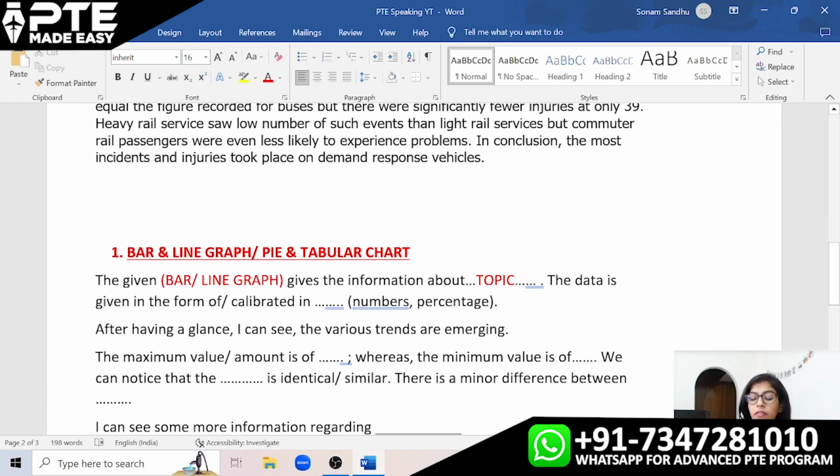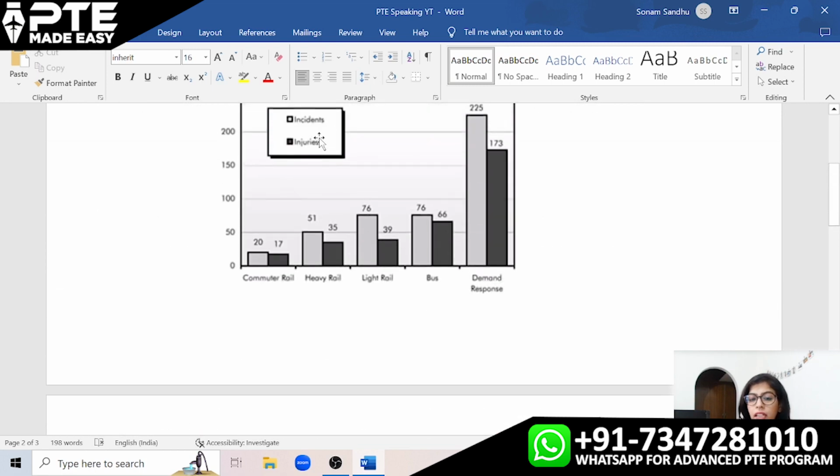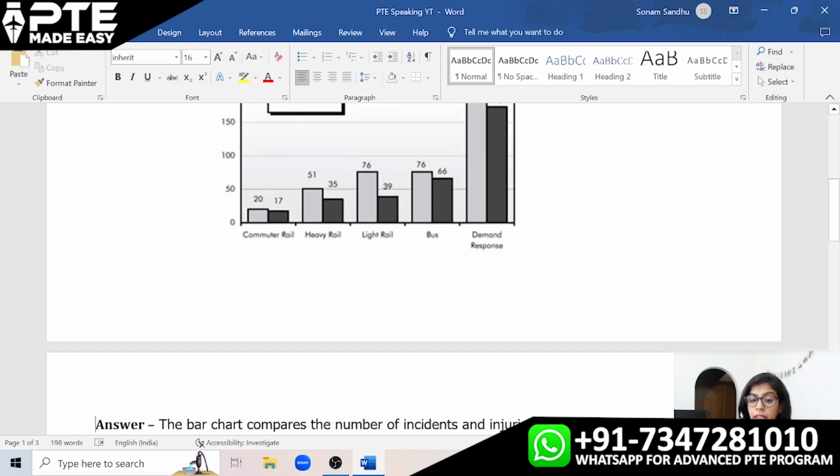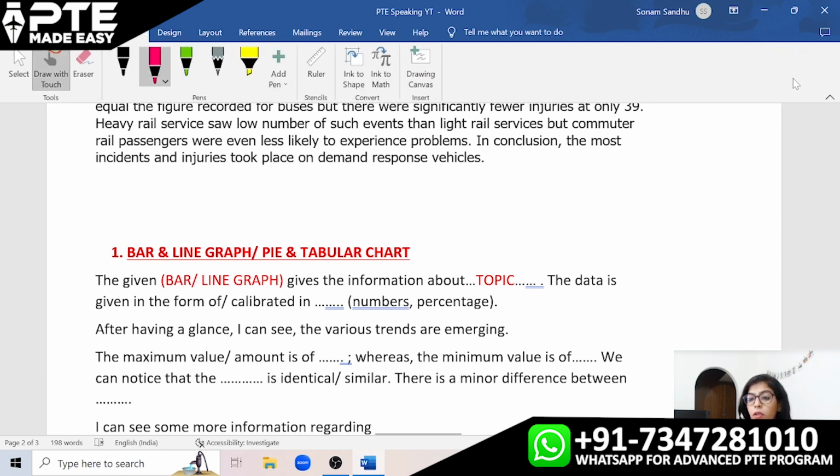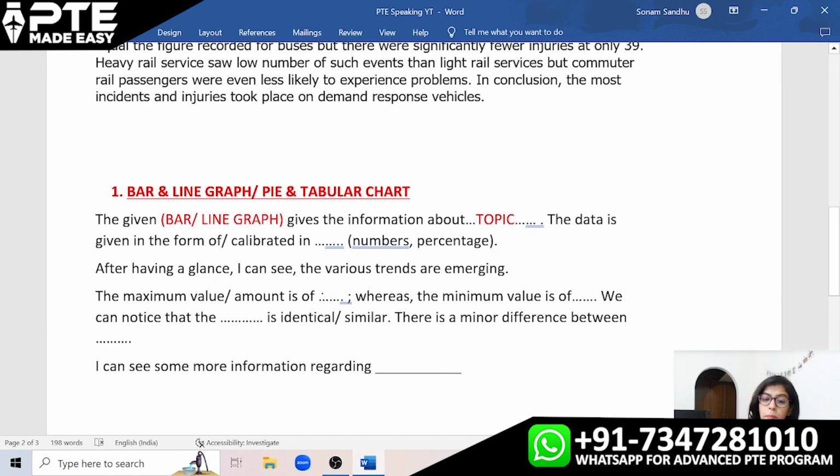I can see the various trends are emerging that we can clearly see. It was at the peak. There was a difference here. These two were identical. So various trends are emerging. Now, the maximum value or amount was of. Here we'll be using was because everything is in the past. After having a glance, I can see the various trends were emerging. Everything will be in the past because they are talking about the year 2002. That's why we are going to use the past tense.